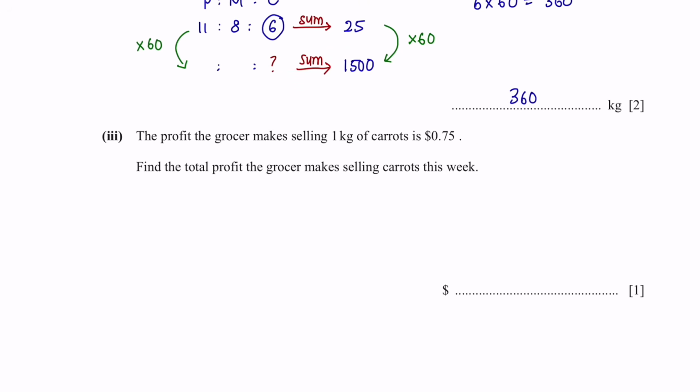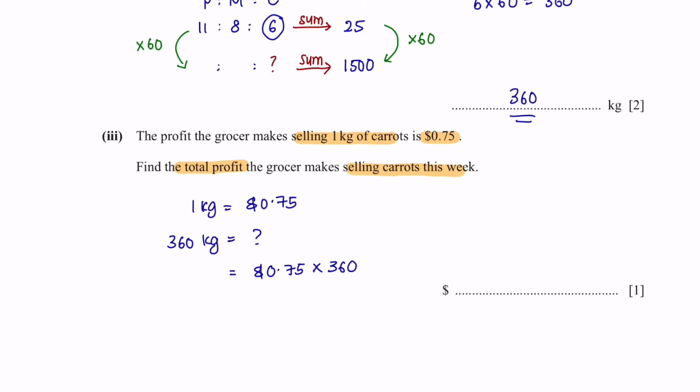Next, part 3. The profit the grocer makes selling 1 kilogram of carrots is 75 cents. Find the total profit the grocer makes selling carrots this week. From the previous question, we know that the grocer has sold 360 kilograms this week. If 1 kilogram gives 75 cents, then 360 kilograms would be 75 cents times by 360, which is $270.